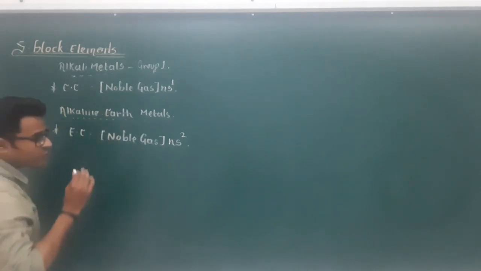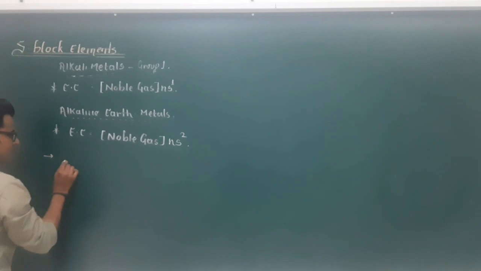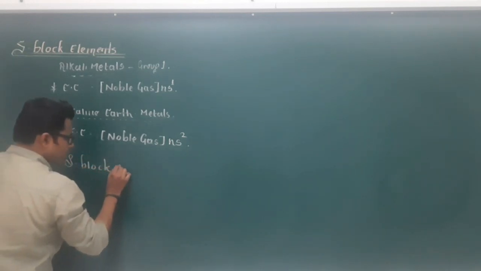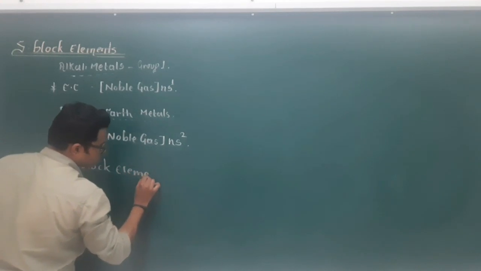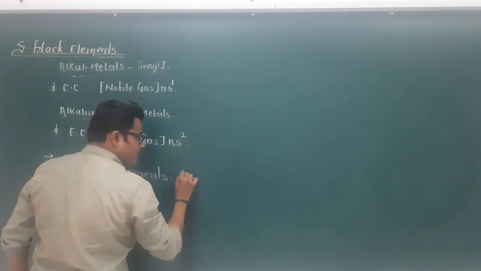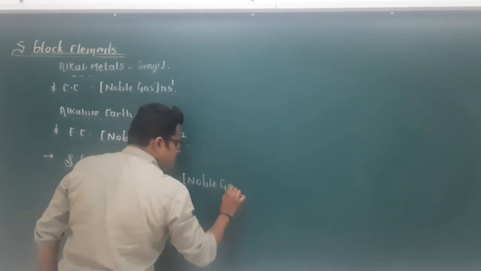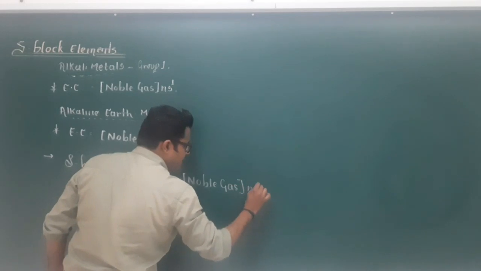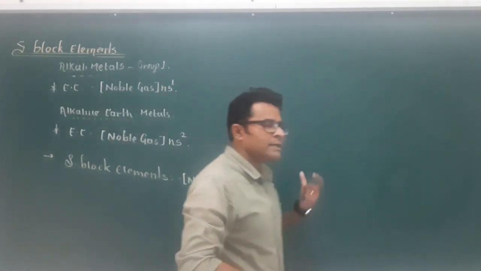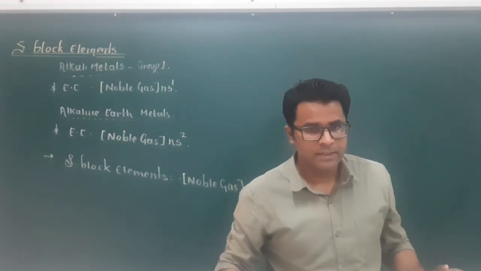So taking this into consideration, generally the electronic configuration becomes, for the s block elements, noble gas ns1, 2. Okay, so this would be a general electronic configuration for the s block elements.